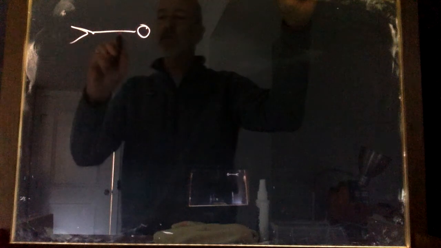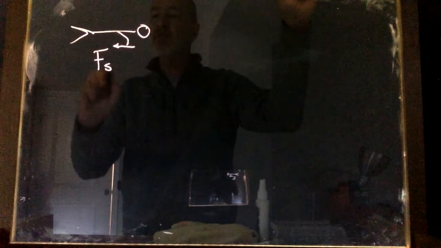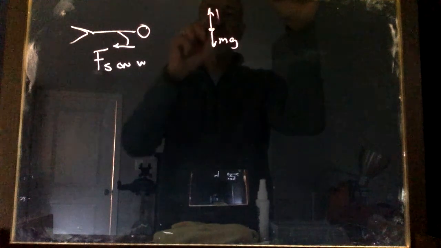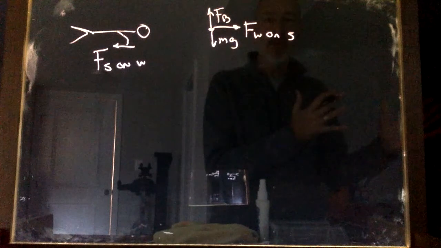They're accelerating because of forces on the swimmer. So here's the swimmer. And the swimmer pushes back on the water. That's the force of the swimmer on the water. So if we did a free body diagram for the water, that would be there. For the swimmer, mg, there's a thing called a buoyant force. And the force of the water on the swimmer is what pushes the swimmer forward.